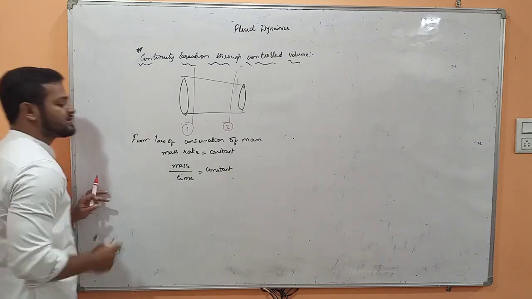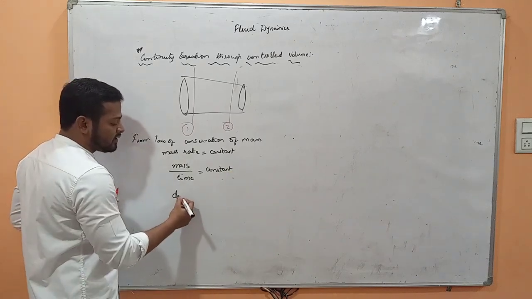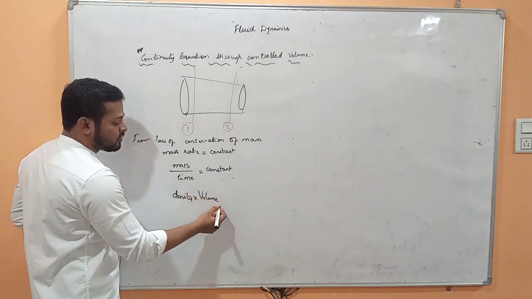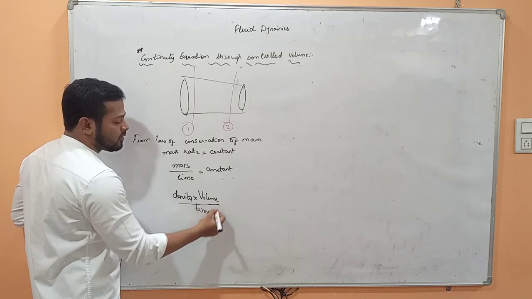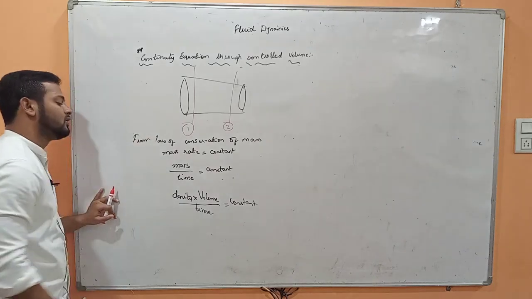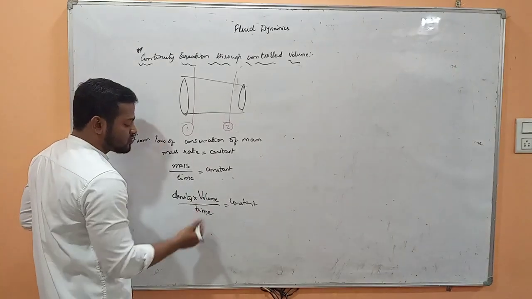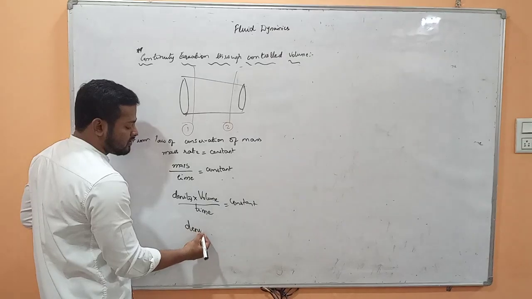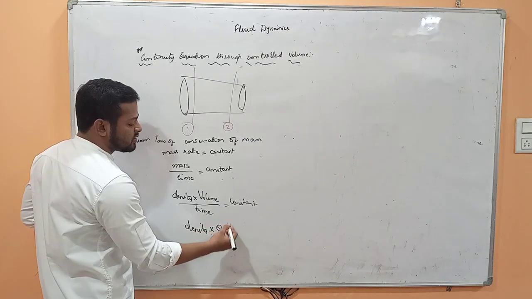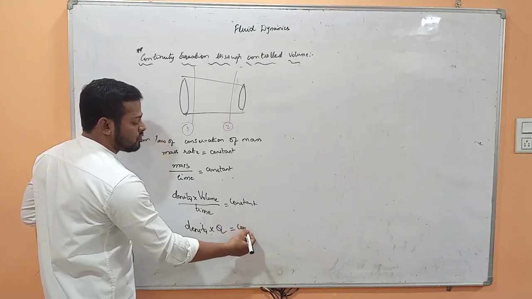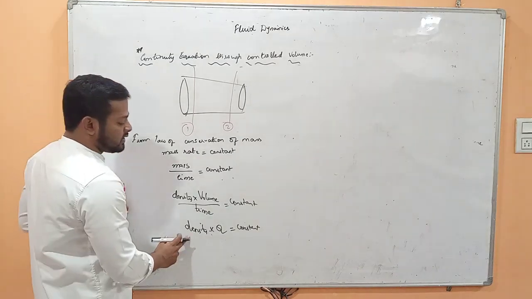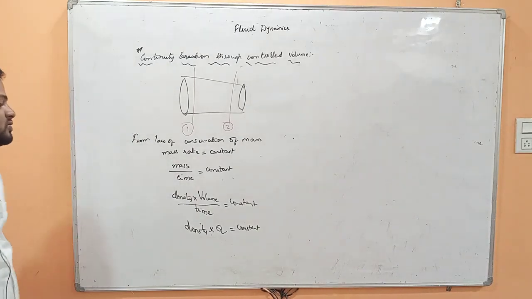So mass can be written as density into volume. So in place of mass, I can write density into volume by time is equal to constant. Okay. So density into volume by time is called discharge. So density into volume by time is discharge, Q, is equal to constant. Okay. So density into discharge is equal to constant.